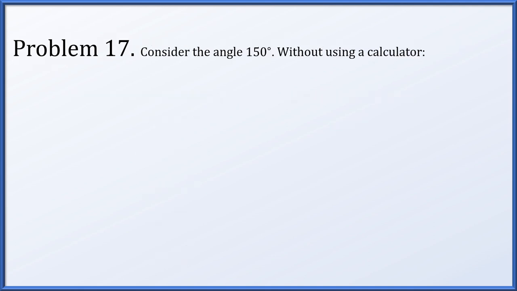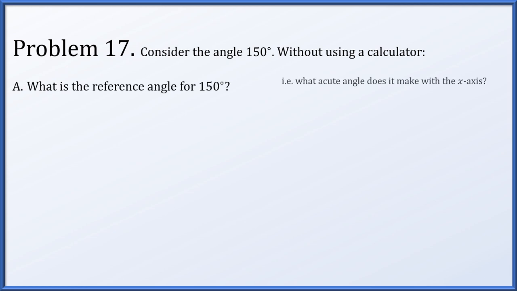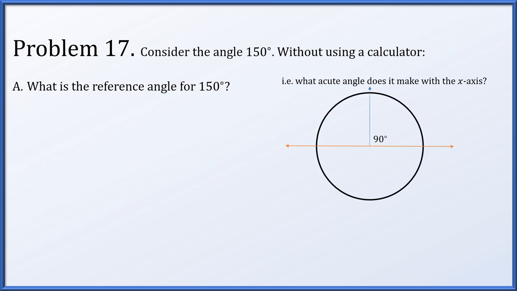In problem 17, suppose you have the angle 150 degrees. Without using a calculator, what is the reference angle? In other words, what acute angle does it make with the x-axis? So here's a circle with the x-axis. 90 degrees would be straight up, another 60 degrees, that makes 150, but we're looking for an acute angle with the x-axis, so it's the missing 30 degrees here. So the reference angle is 30 degrees.